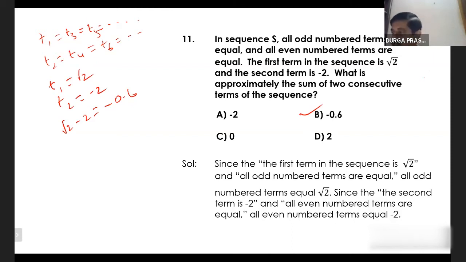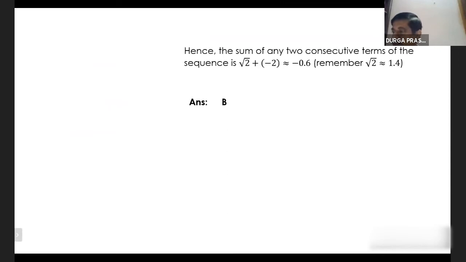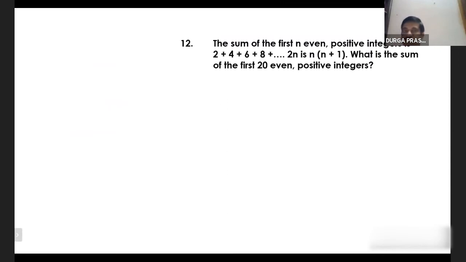Okay, children, let us go to the next question. So look at this. The sum of the first n even positive integers. You see 2n is always even. So the sum of first, you see 2, 4, 6, 8 like that is n into n plus 1. This is the formula: the sum of n terms is n into n plus 1 by 2. So it is 2 into that. Therefore it is n into n plus 1.